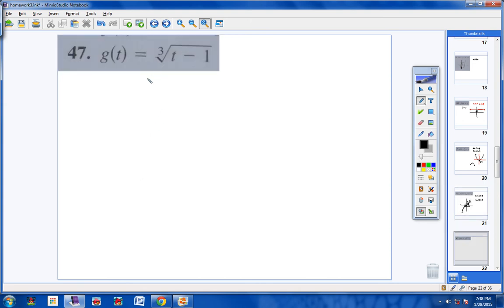Number 47. I'm going to go ahead and use my grapher to help me. Let me clear out my y equation here. By the way, if you don't know where the cubed root is, let me help you. Go to Math, the left column, third button from the top. Then look at option number 4, cubed root. Hit that, then x minus 1, close your parentheses, and then hit graph.